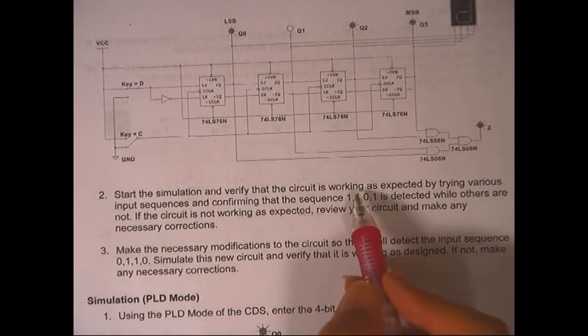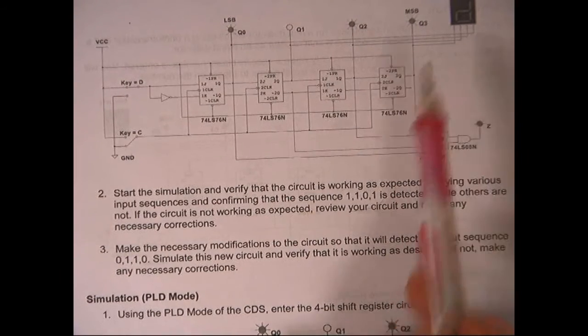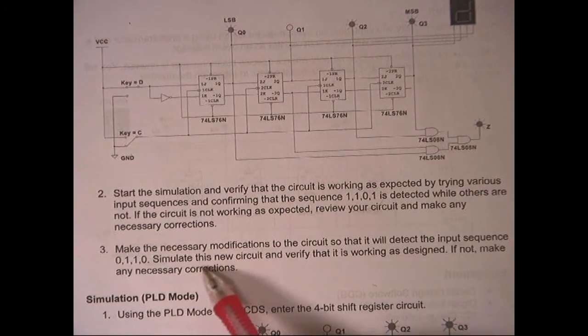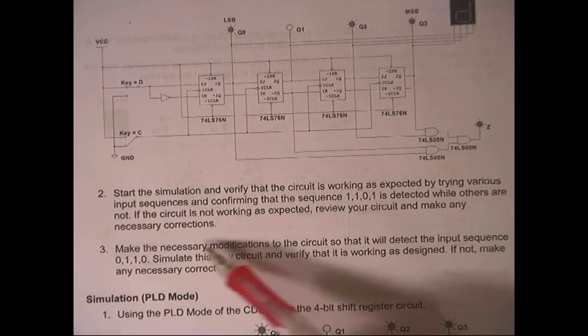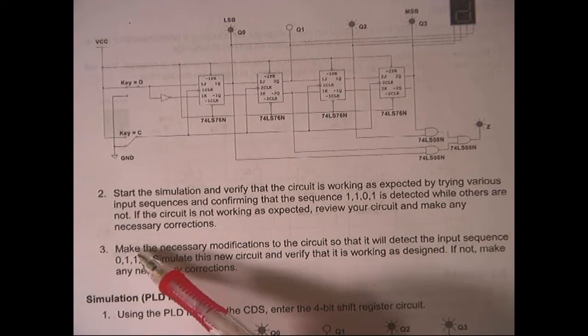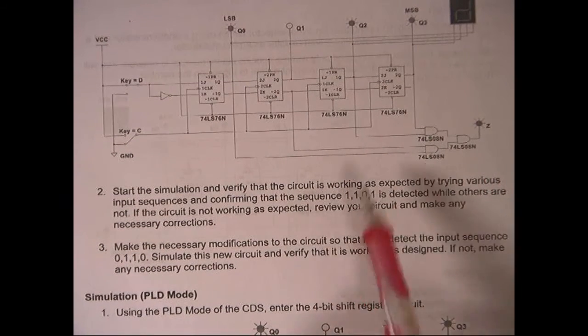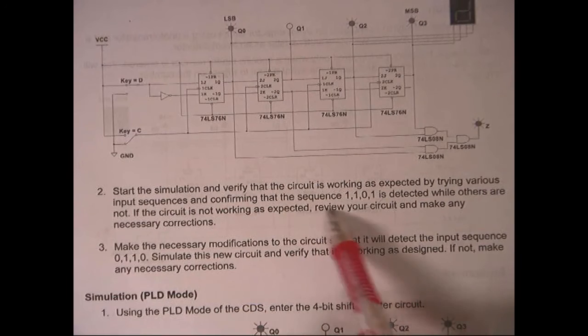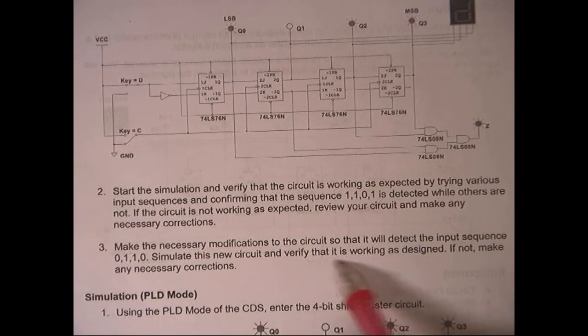When you get this part done, I want to check that this does in fact give you a D up here in the corner. Then it says to go back and modify this circuit so that this is the sequence that's going to get you the D. When you get this part done, call me over and I'm going to check that it works and stamp it.